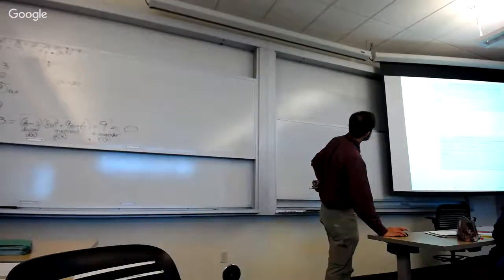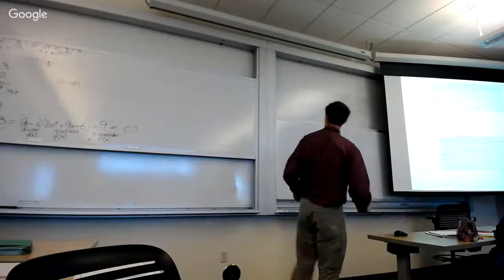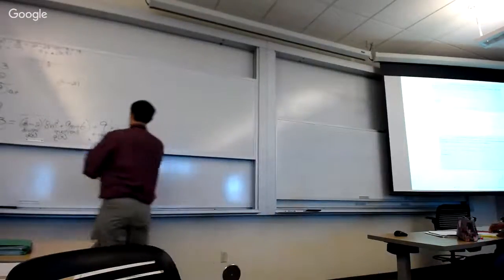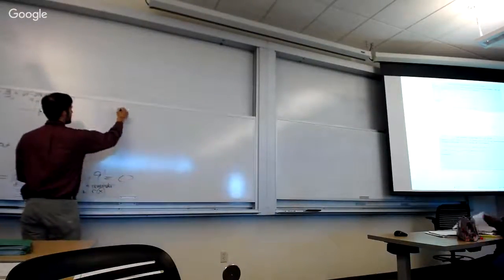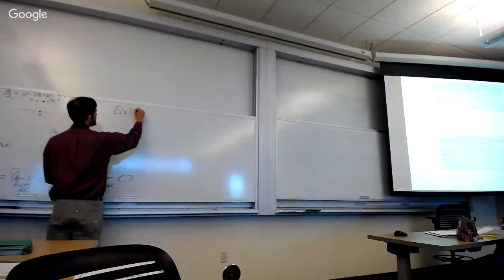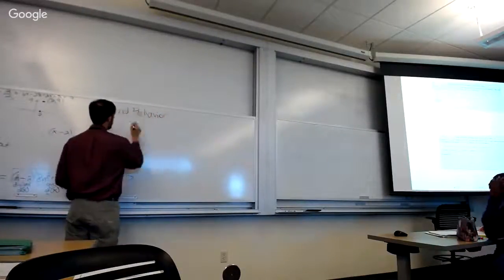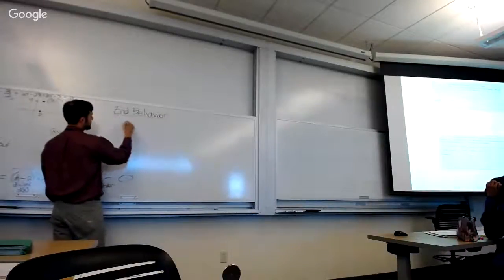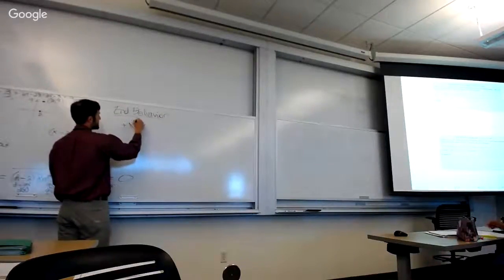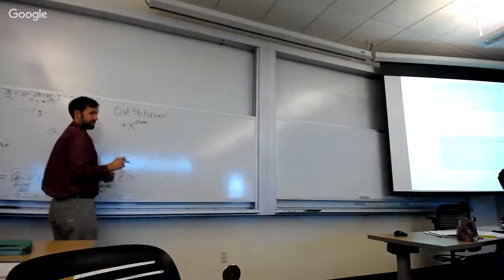So, first of all, end behavior. We talked about end behavior. What is the end behavior of any polynomial with an even exponent? What are we going to call that end behavior? What if the leading term is a positive x to an even number? What will the end behavior look like?